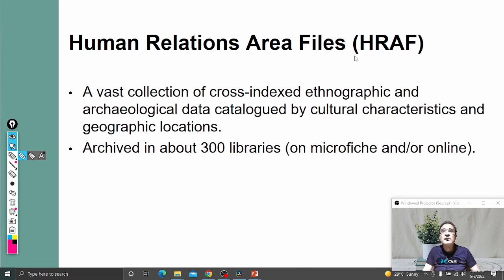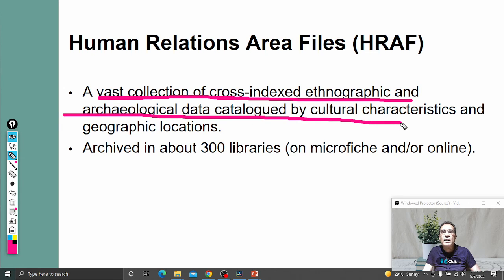Human Relations Area Files. A vast collection of cross-indexed ethnographic and archaeological data cataloged by cultural characteristic and category. Archived in 300 libraries on microfiche, it is available in various libraries of the United States. So the HRAF are available in various libraries for getting information.